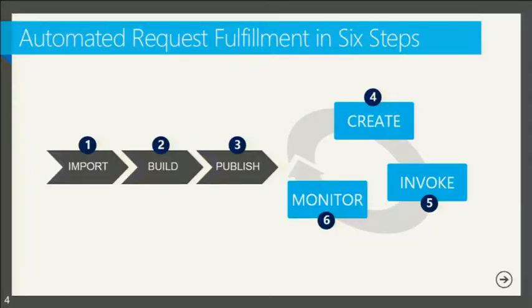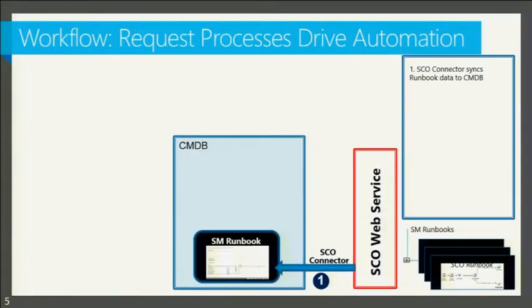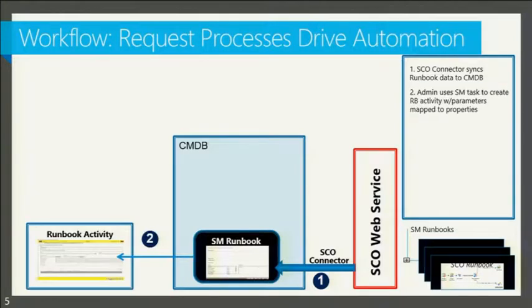Okay, so that was the high-level view of that. If we look at it from a more technical perspective and how that works, we'll see that the Service Manager connector goes out to Orchestrator and brings in these runbooks, which takes care of the automation part. So we actually get a representation of the runbooks inside of the Service Manager CMDB. Now we take those objects and encapsulate them into runbook activities.